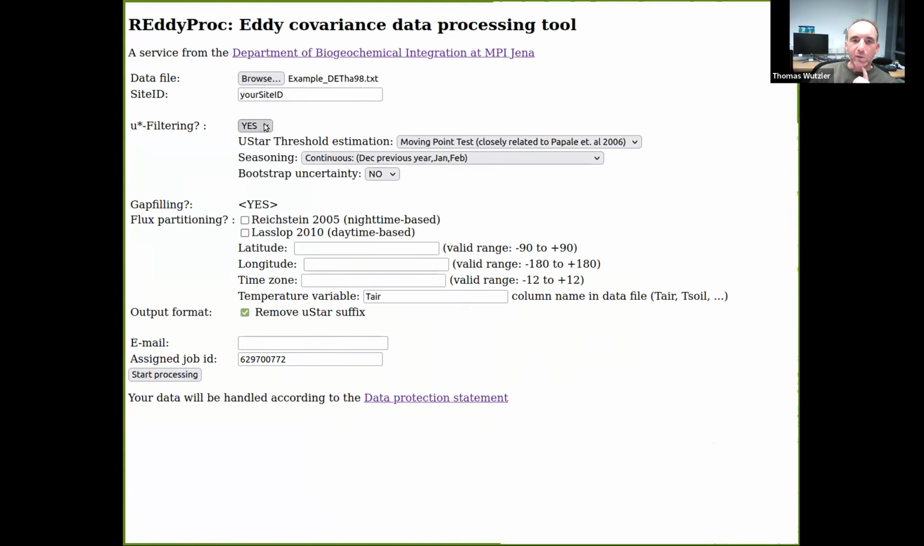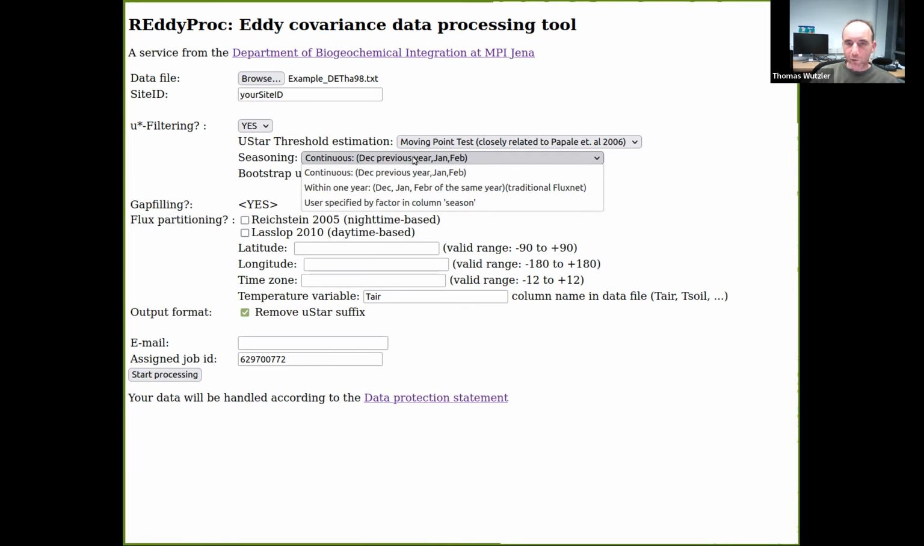And then you'd say, once you have your u-star filtering, then the different methods that you want to apply. If you need a moving point test, that is implemented and you can use it here. You can use this to specify seasonal u-star columns, then you must provide a column season already in the file. But the default is continuous.